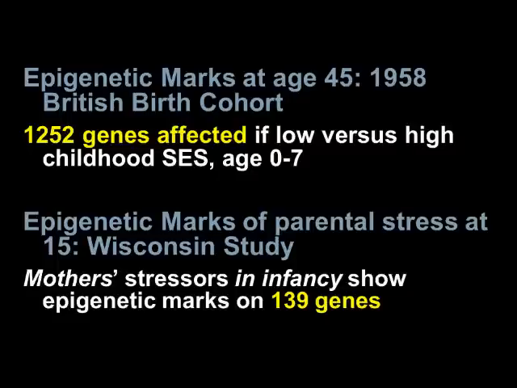And what we found, to make a long story short, is 1,252 genes differentially expressed according to socioeconomic status at age 0 to 7. So this is going right back to where we started from. When you compare those who are high socioeconomic status from 0 to 7 versus low, 1,252 differentially methylated genes, meaning differential expression of one sort or another, 6% of the genome.